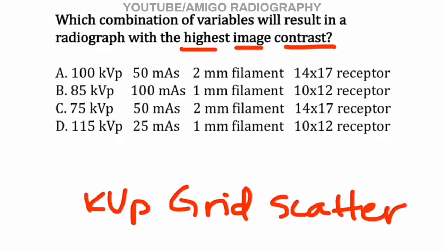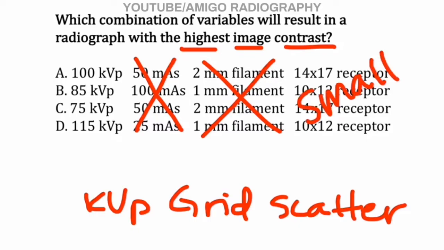So there are actually a few variables that we can eliminate from our consideration immediately. We don't need to be concerned with the mass at all. The mass does not affect the image contrast. Also, the filament size does not affect the image contrast. The receptor size does affect it some, but the effect is fairly small, so we'll only consider that at the end if we absolutely have to.